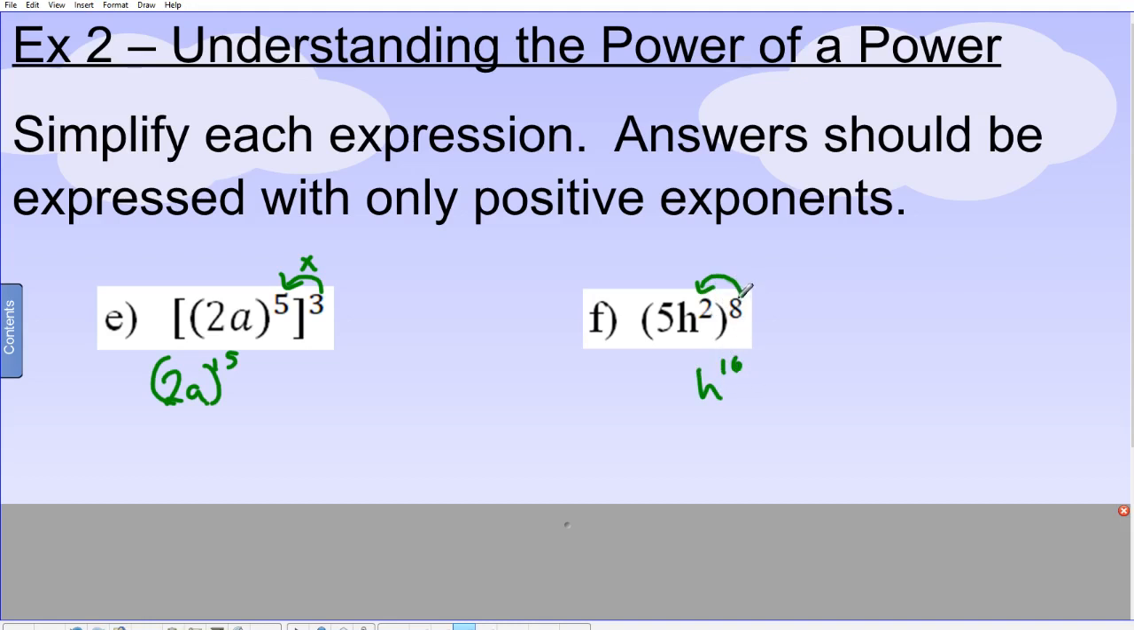But I also need to take this 8 and multiply by the exponent on that 5. This 5 has an exponent too. Do you see it? It's not the 2; that 2 is attached to the h. The exponent on the 5 here is to the 1st power. So this becomes 5 to the 8th power, since 8 times 1 is 8, and h to the 16th power, because 8 times 2 is 16.